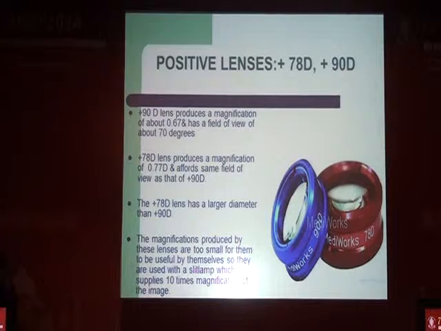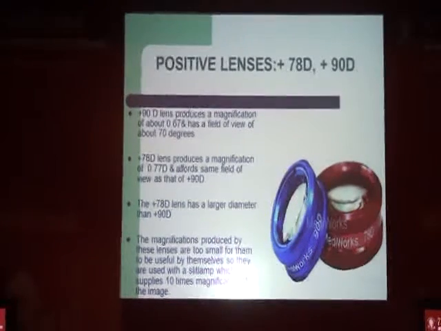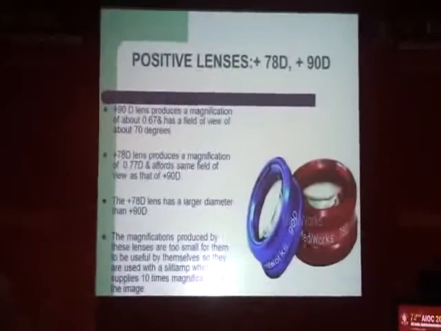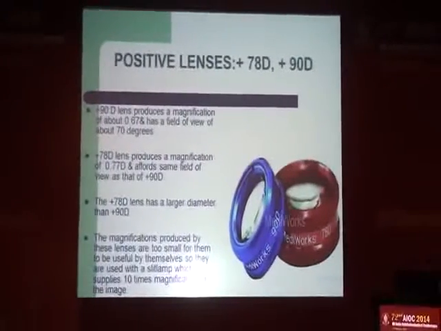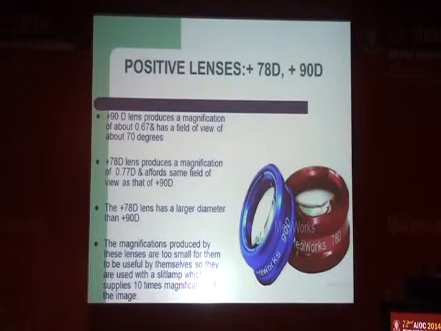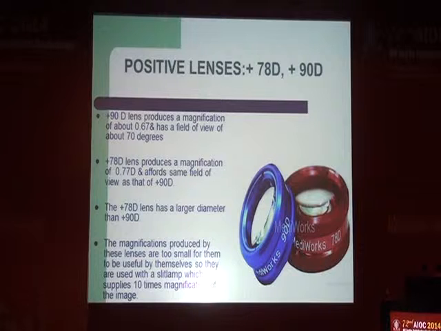Then we come to the non-contact positive lenses. The most popular ones are the 90D lens and the 78D lens. The 90D lens produces a magnification of about 0.67 and has a field of view of about 70 degrees. The 78D lens produces a magnification of about 0.77, but offers a somewhat limited field of view as compared to the 90D lens. The 78D lens has a larger diameter than the 90D lens.